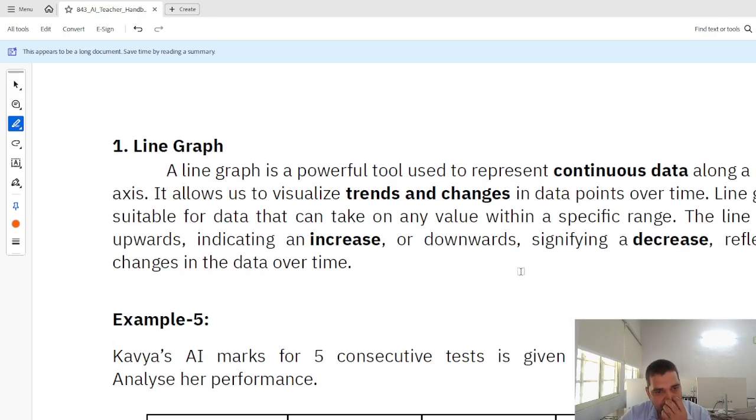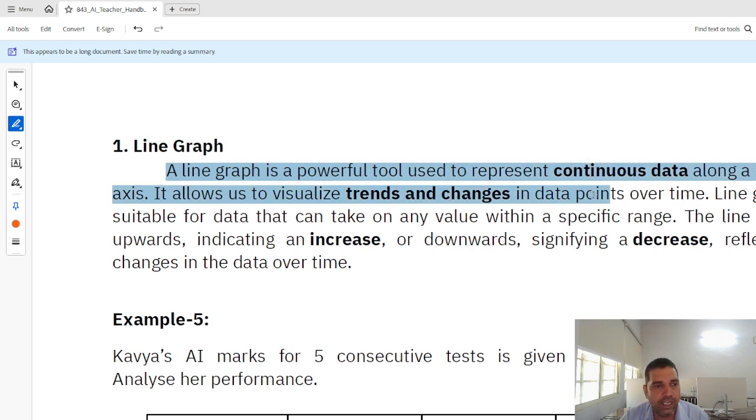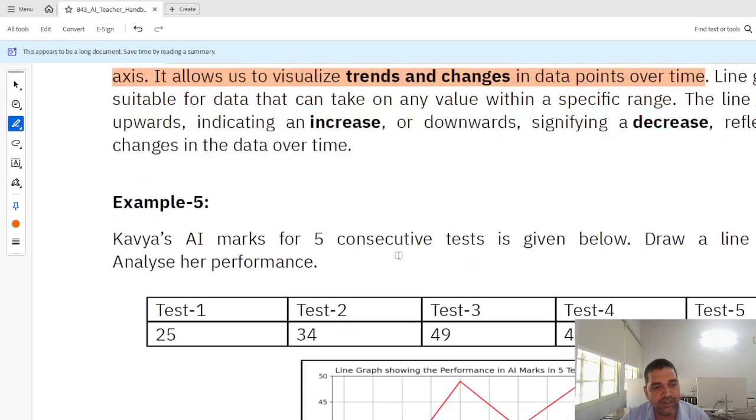Students, now see the line graph. What is this line graph? A line graph is a powerful tool used to represent continuous data along a numbered axis. This helps us to visualize the trends and changes in data points over time. Line graphs are suitable for data that can take on any value within a specific range. Suppose from 1 to 10, if you are going to take any value in a graph, in that case plot a line graph. The line can slope upwards indicating an increase or downwards signifying a decrease. It reflects the changes in the data over time.